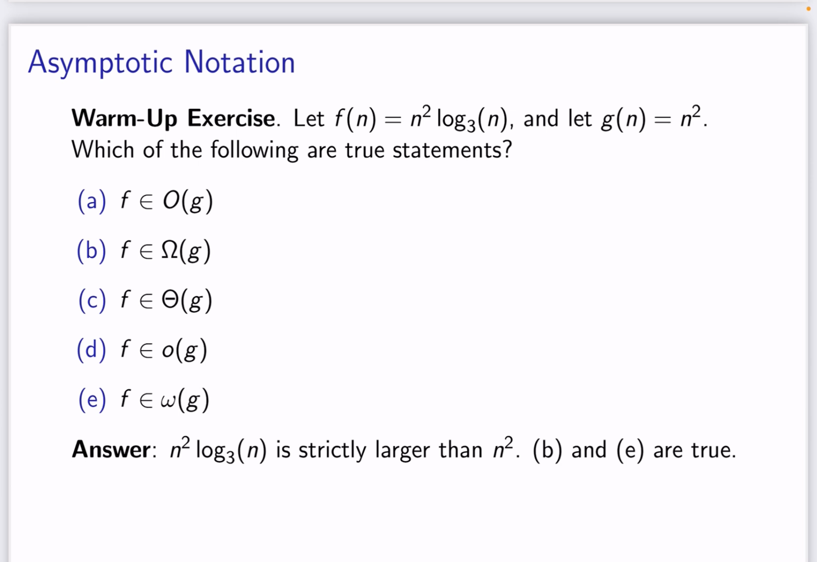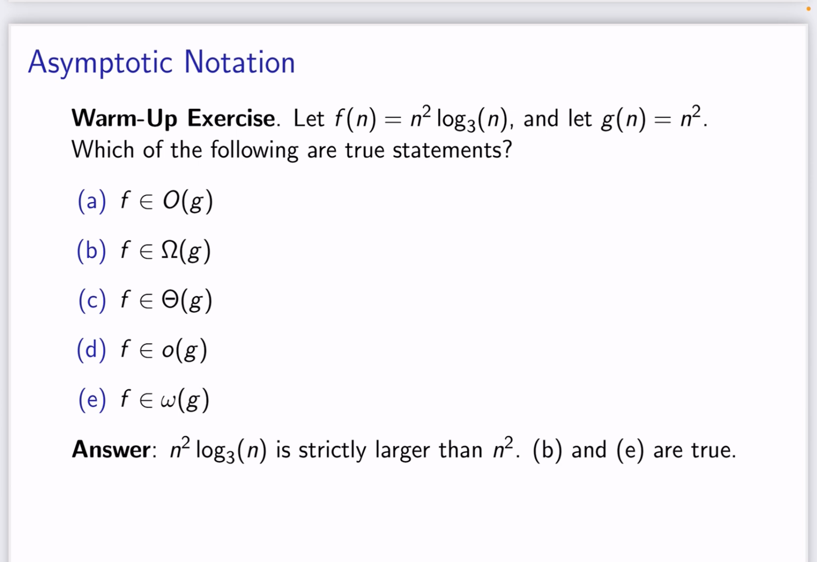So f of n is n squared times log base 3 of n, and g of n is just n squared. Which of the following are true? I'm not going to go through the definitions for all of these. The proofs would be exhausting, but I will go through the intuition that would sort of guide each.